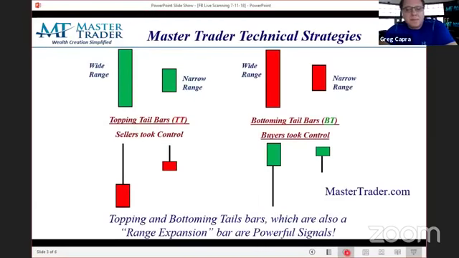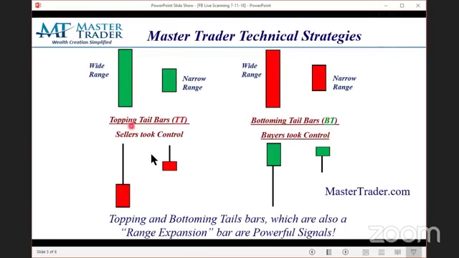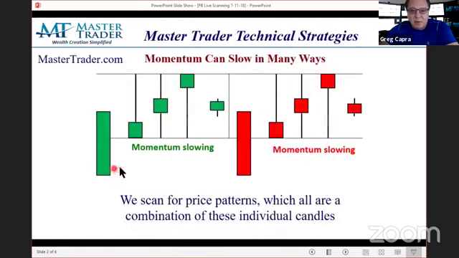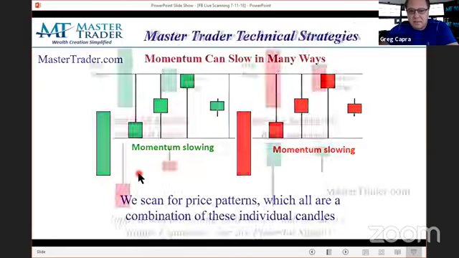So here we're looking at showing the difference: wide range bars, narrow range bars. And on the bottom, we have what we call topping tail bars. And as we said on the prior one, what did it look like before and what does it look like now? What was the experience of those creating it as a big green bar? And what is their experience now? And what are they thinking? Why did that change?